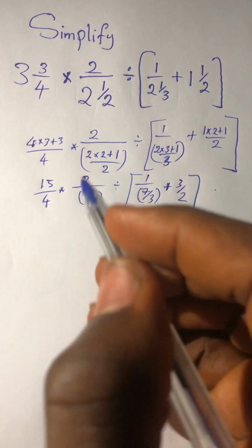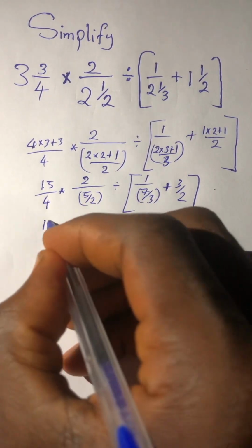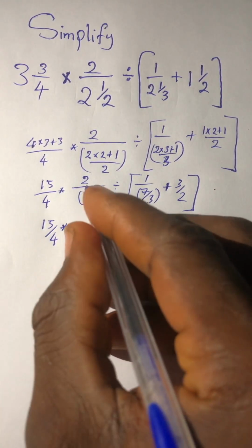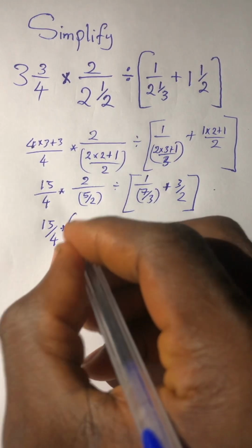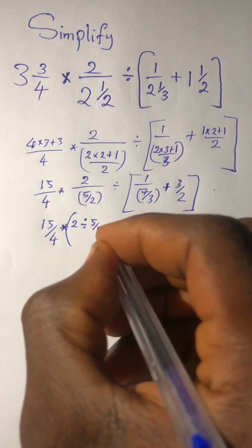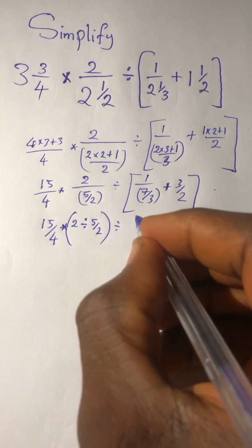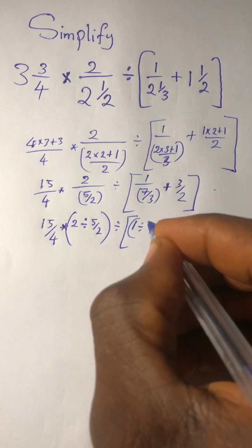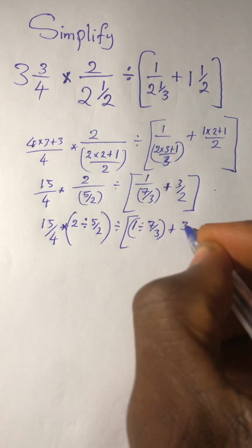And from here we have 15 over 4 times 2 divided by 5 over 2 divided by 1 divided by 7 over 3 plus 3 over 2.